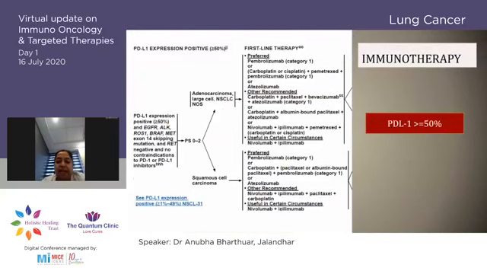But the real thing, I think, that has changed treatment for patients with non-small cell lung cancer who do not have any druggable mutations is the advent of immunotherapy, as we're all familiar with in the NCCN guidelines. And based on the PD-L1 levels, they have divided treatment of these patients: PD-L1 more than 50%, PD-L1 1 to 49%, and PD-L1 less than 1%.